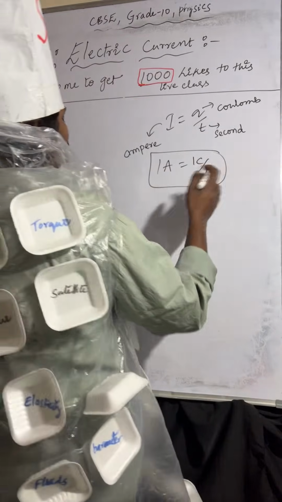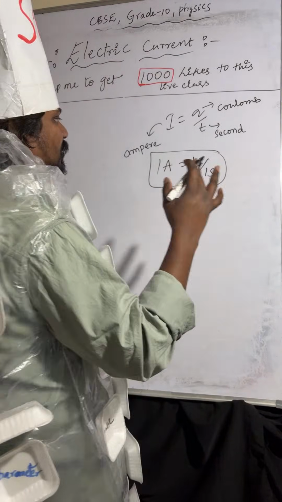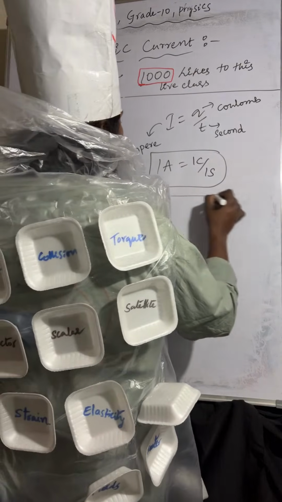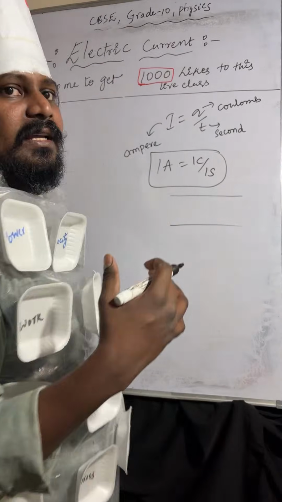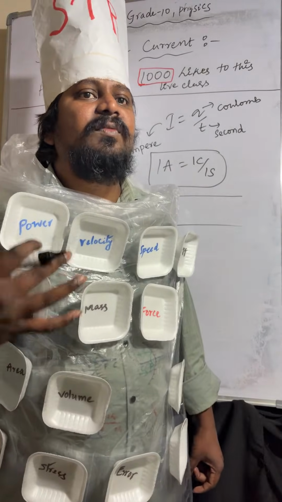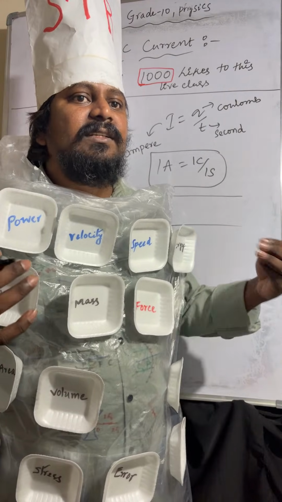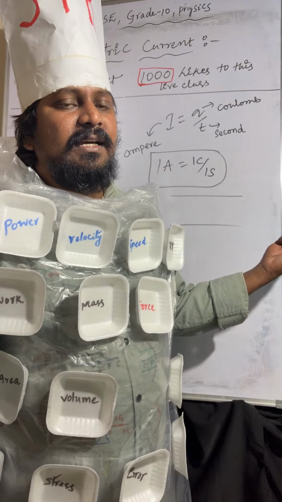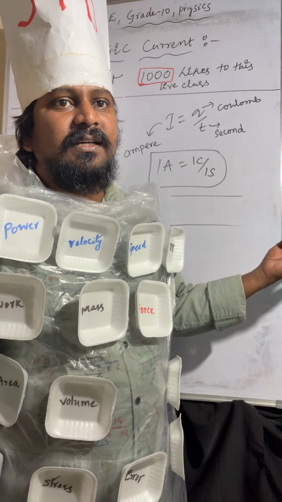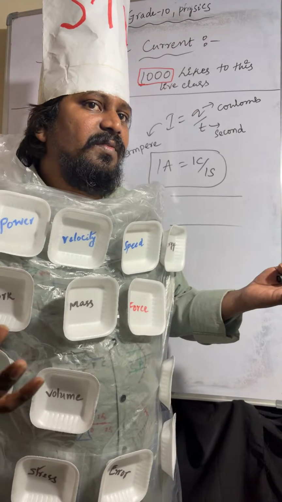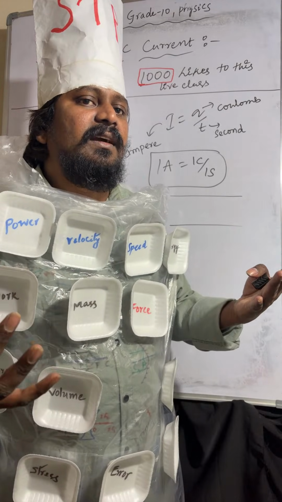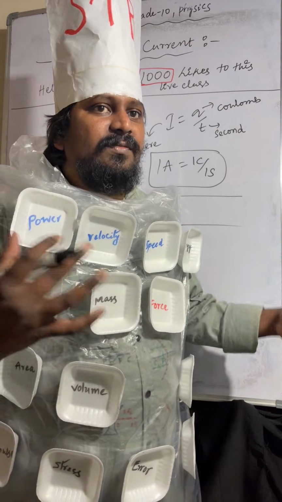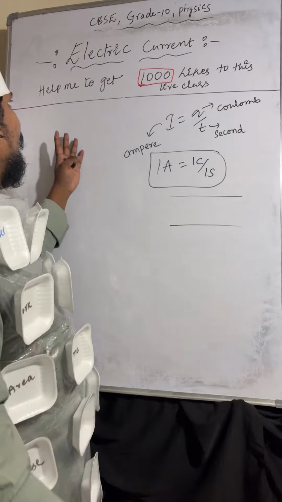So 1 ampere equal to 1 coulomb per 1 second. Now you can see charges are moving inside the conductor. We can't say only one electron is flowing, that charge is flowing. Only 2 electrons flow, we can't say current is flowing. Only 3 electrons flow, we can't say current is flowing. A number of charges are moving in the conductor, then only we can say current is flowing.